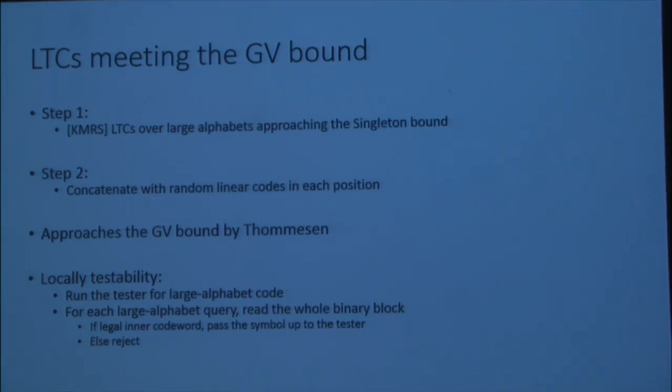And this random concatenation procedure doesn't affect the local testability of the underlying code. So the query complexity blows up by a factor that is polynomial in t, where t was the block length of the inner code. So this just gives you the locally testable codes on the GV bound. The tester is, you run the tester for the outer code, the main code, and whenever you have to query a symbol, you query all the t locations of the corresponding codeword, then you check that it's a legal codeword, invert it to find the message, and run the tester on the outer codeword. If everything passes, you accept, otherwise you reject, and it's easy to see that it's a tester for this concatenated code. And this just gives you the LTCs on the GV bound.